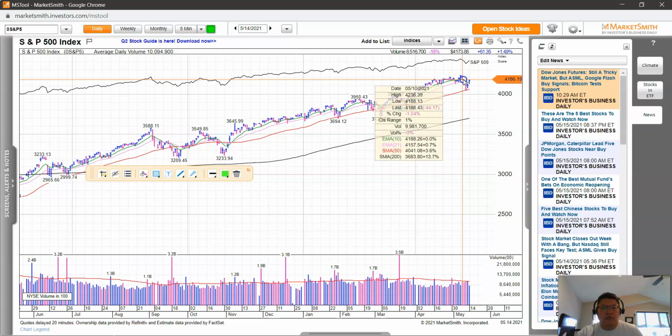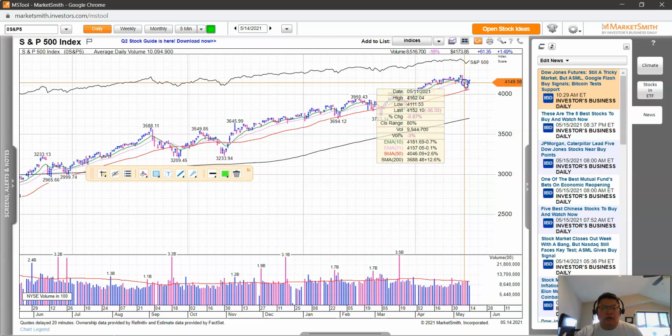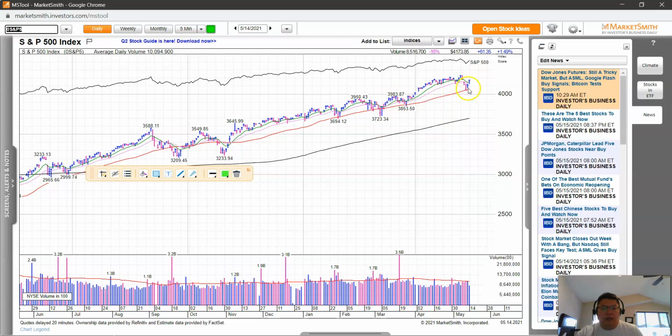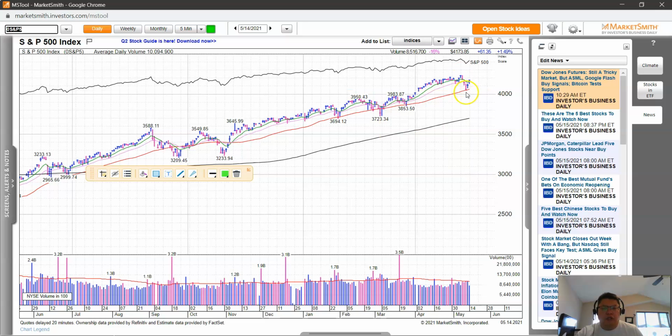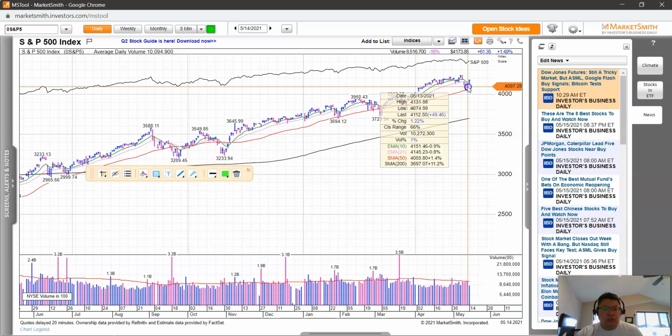It dropped on Monday to its 10 days, and then on Tuesday it went below the 21 days, and by Wednesday it actually dropped to the 50-day, right? So that's a very strong 3-day drop where it really tests all three key moving averages here. But it did rebound on Thursday.